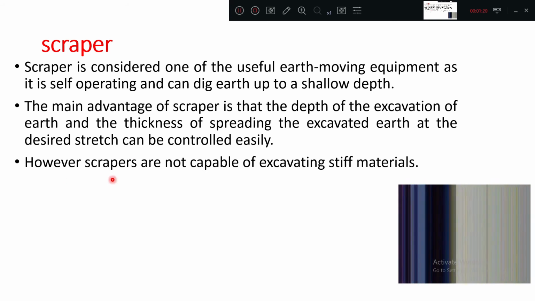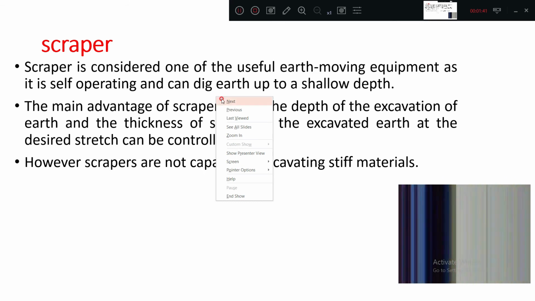Okay, however, scrapers are not capable of excavating stiff material. That is what I said. It is used in sandy soils, wherever sands are there, this type is used. Okay, so it is good for soft soils, but it's not good for very stiff or clay kind of a thing. Okay, the blades are not going to work there.